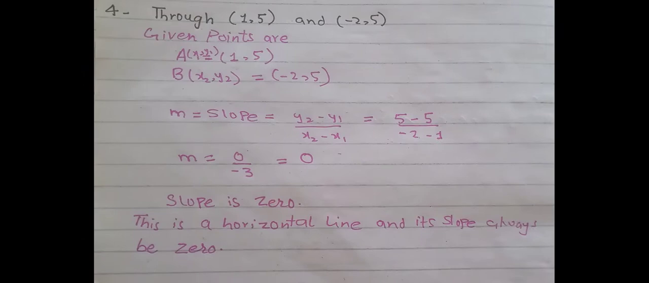And our next question is through 1, 5 and -2, 5. We are going to find the slope: we identify the points x1 y1 x2 y2 and put the values of these variables in this formula, and we get 0 over -3, which is equal to 0, so the slope is 0. This is basically a horizontal line, and the slope of a horizontal line is always 0.